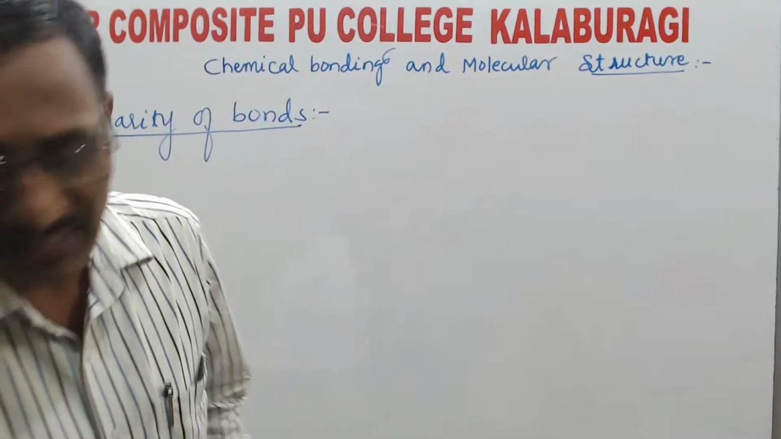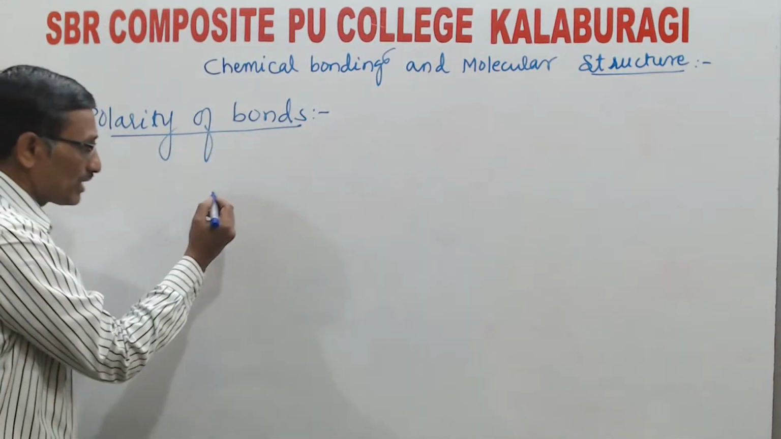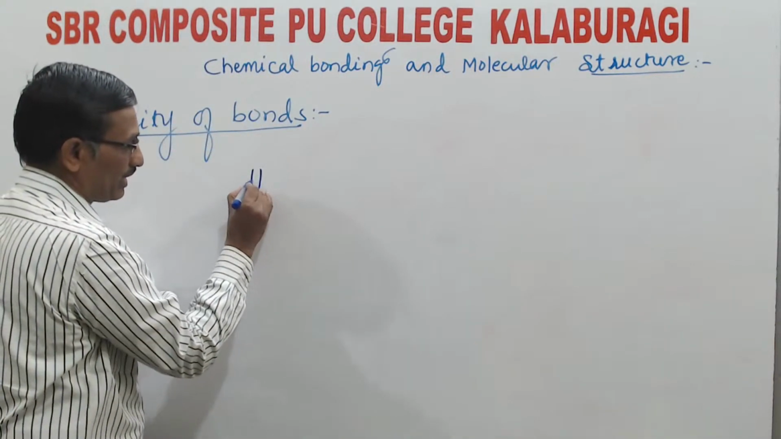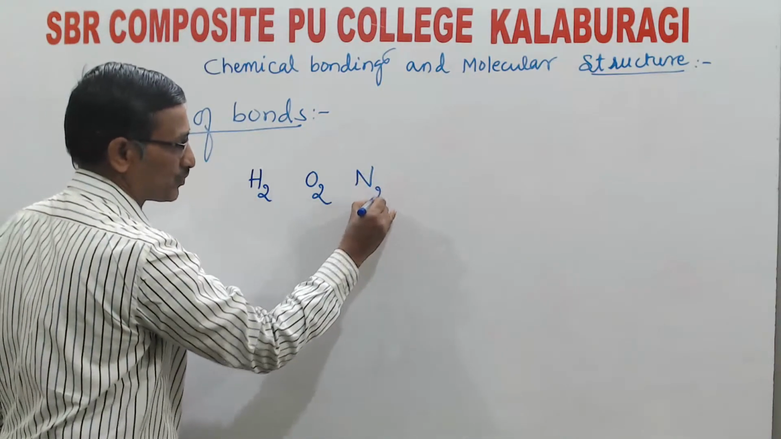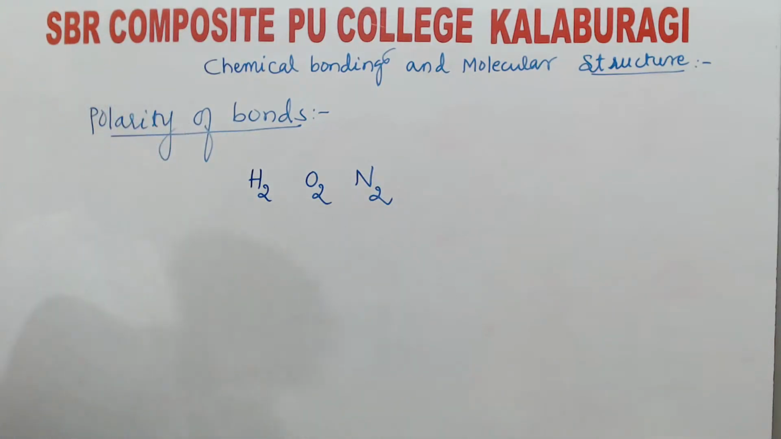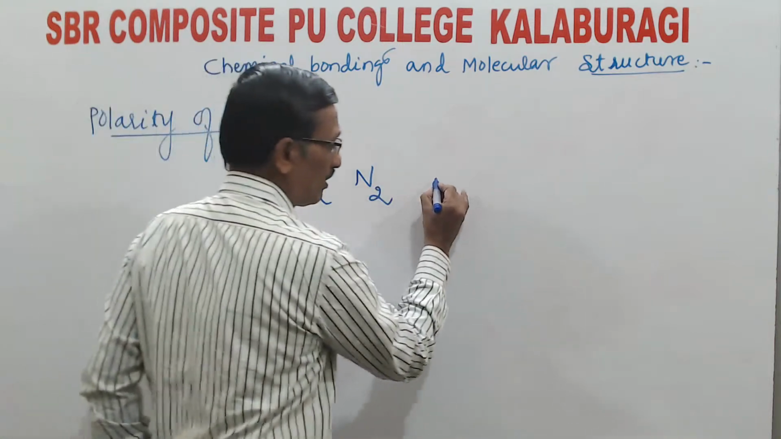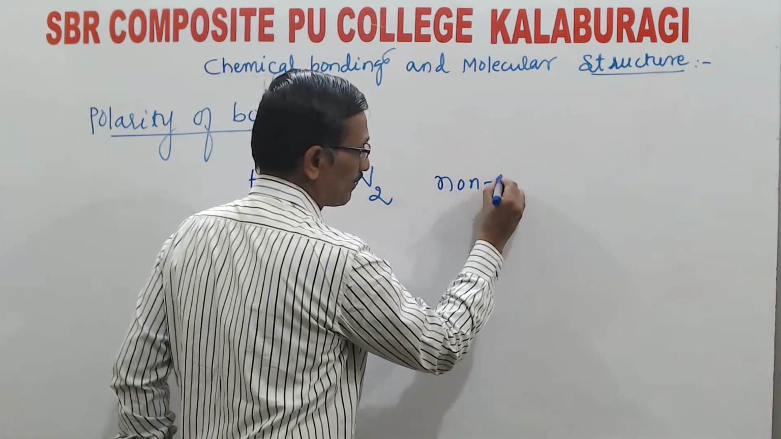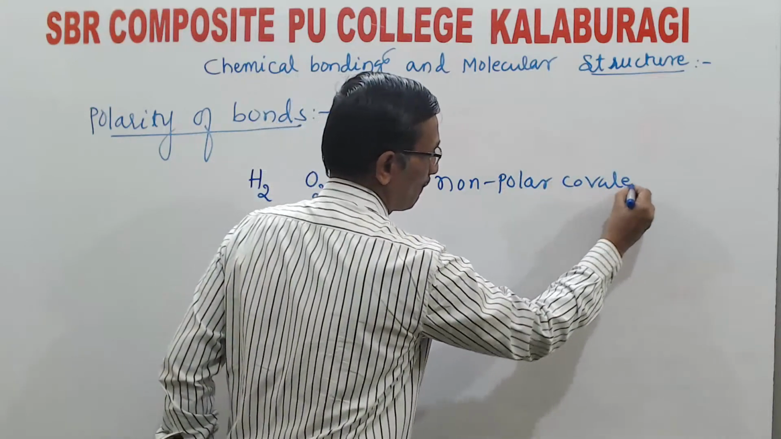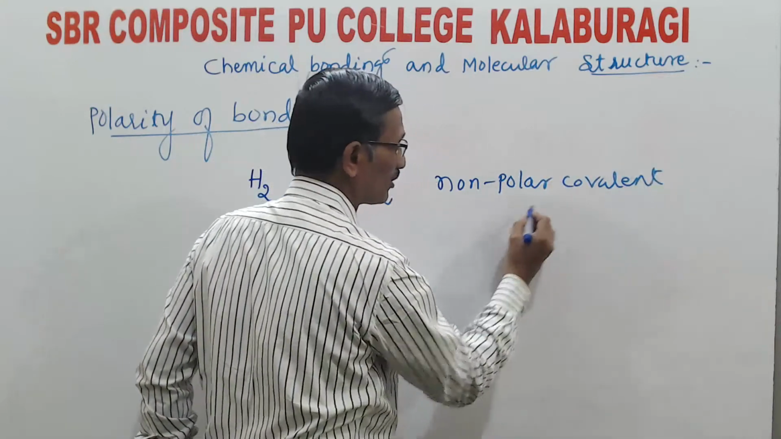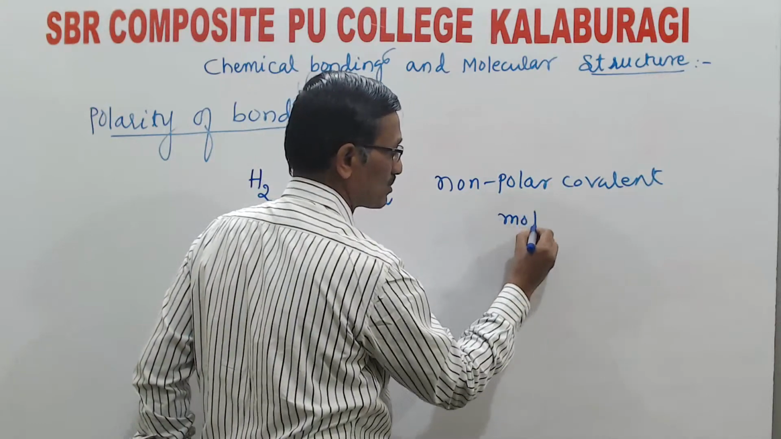Let us take a few examples. As you already came to know, the molecules like H2, O2, N2 are known as non-polar covalent molecules. Non-polar covalent molecules.